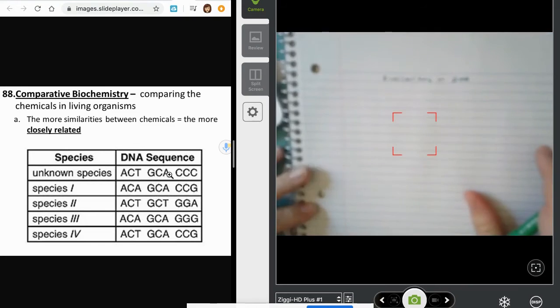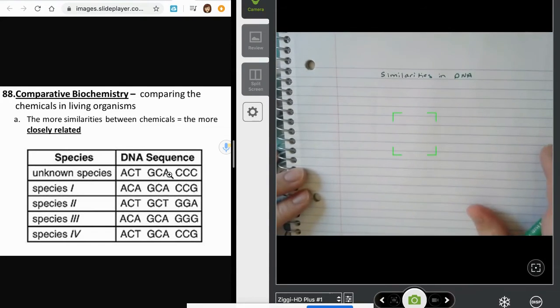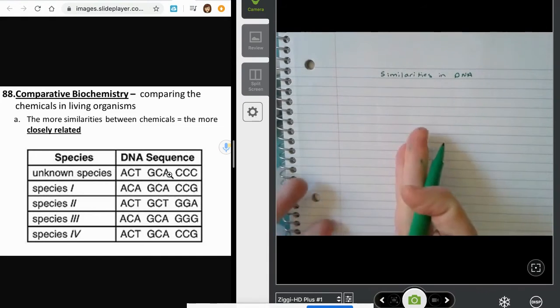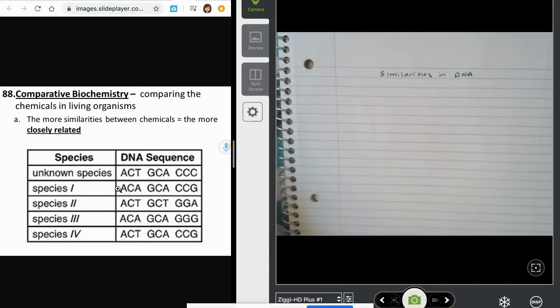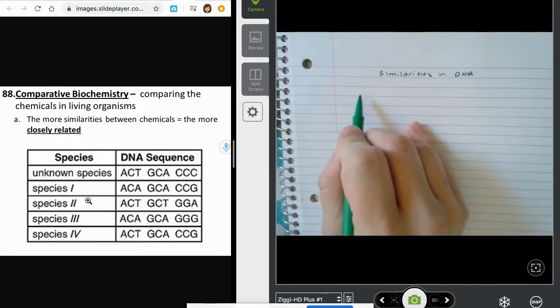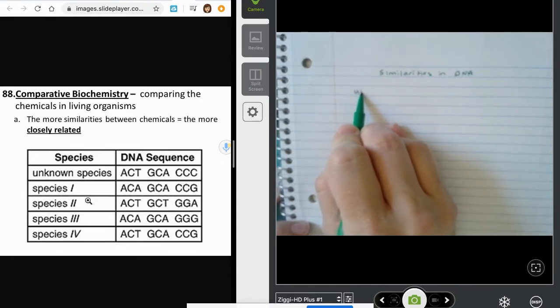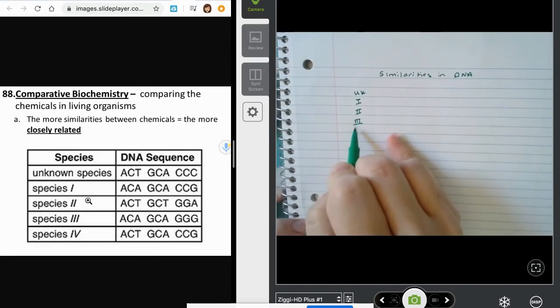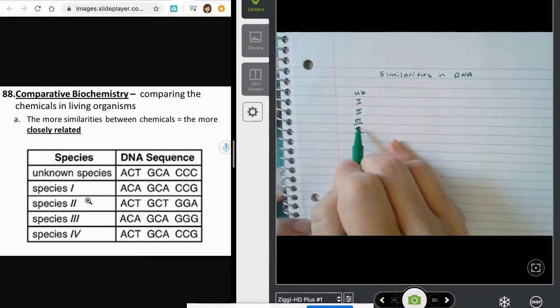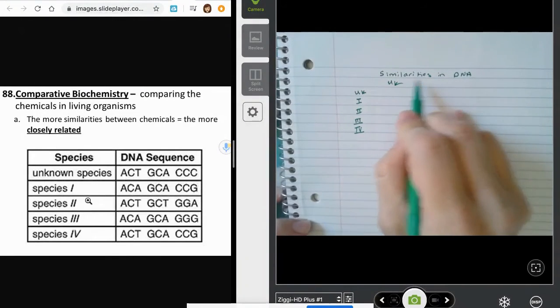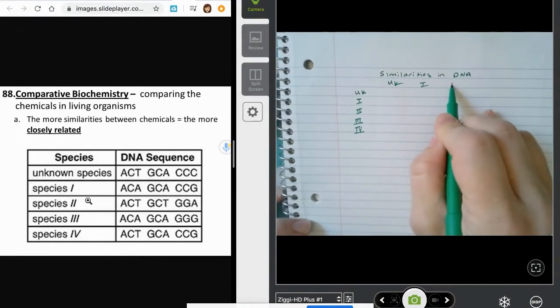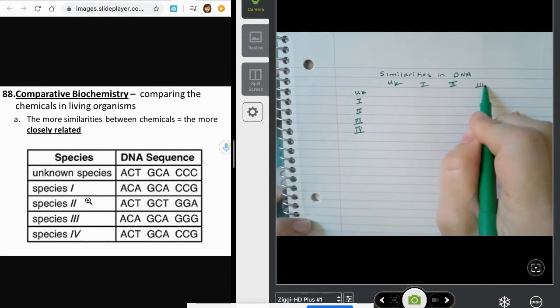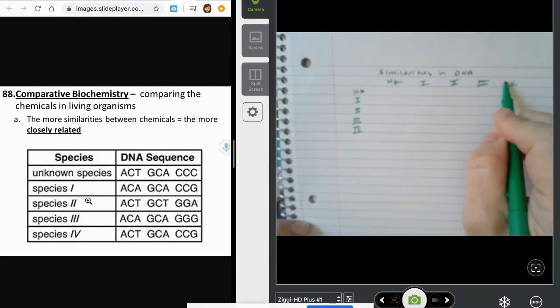You do not have to write this out. It will not be graded. In fact, if you have a scratch piece of paper, a computer paper, it would be very helpful for you to print this because you're going to have to compare the different species and it gets a little bit difficult viewing it on a screen. So I'm going to do unknown as UK, species 1, species 2, 3, and 4, and do the same across the top.